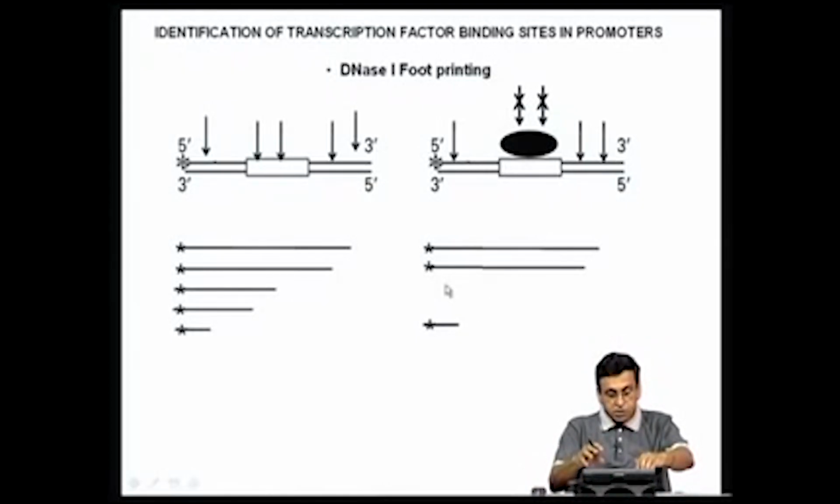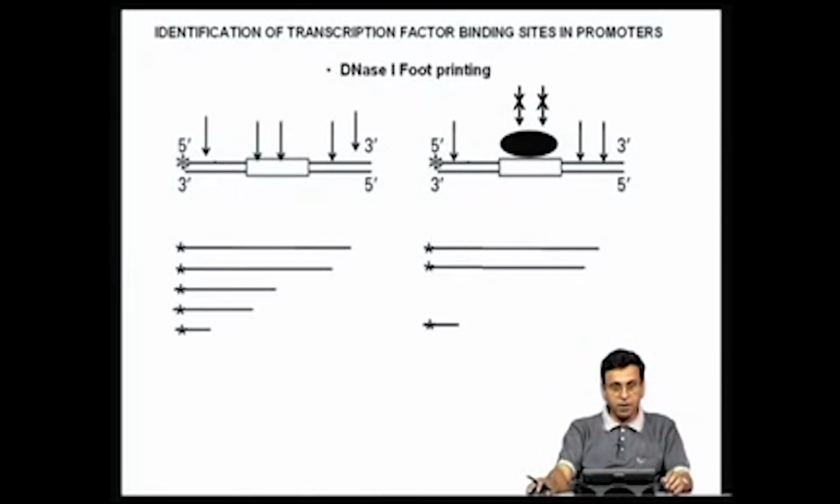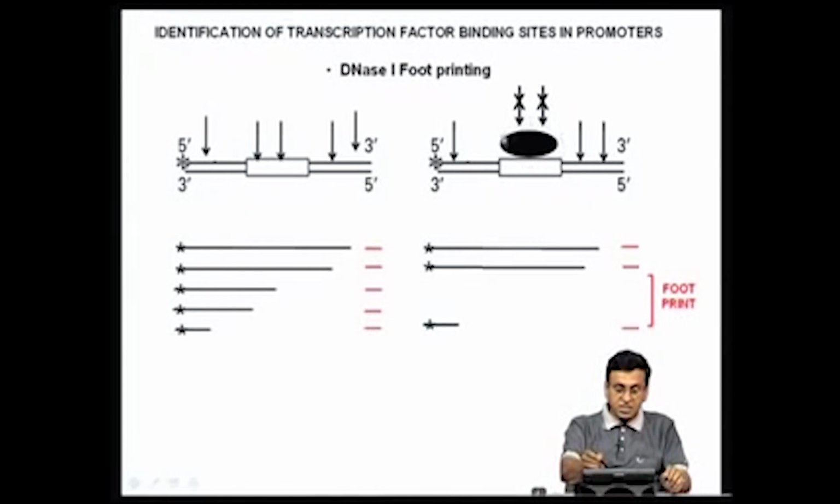So, when you take this mixture of fragments and this mixture of fragments and analyze them on a denaturing polyacrylamide gel, while you get uniformly radiolabeled DNA fragments of all sizes when there is no protein binding, in this particular case you will not see DNA fragments corresponding to this region. So, this region now forms what is called a footprint. The region where exactly the transcription factor bound leaves a footprint, and this is what is called DNase I footprinting studies.